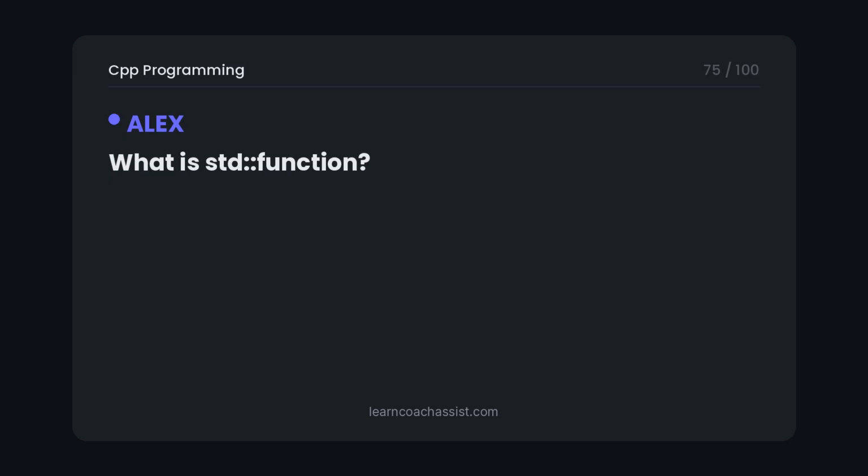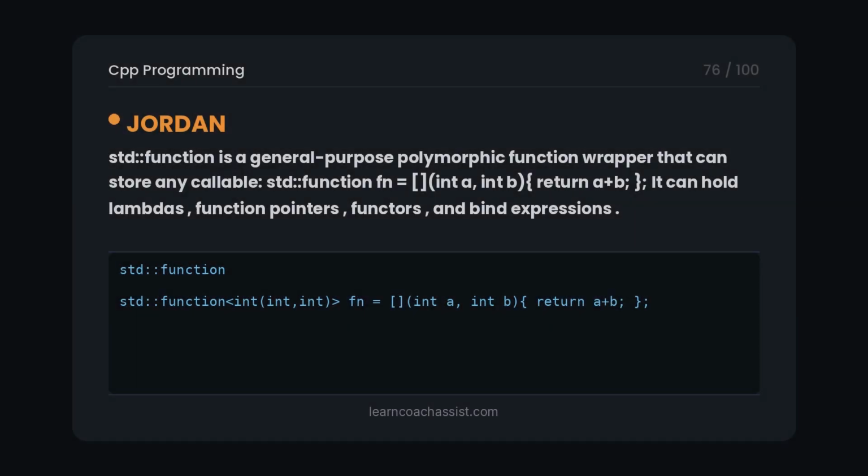What is std::function? std::function is a general-purpose polymorphic function wrapper that can store any callable. std::function<int(int,int)> fn = [](int a, int b) { return a + b; }; It can hold lambdas, function pointers, functors, and bind expressions.